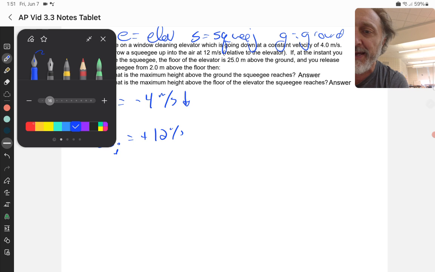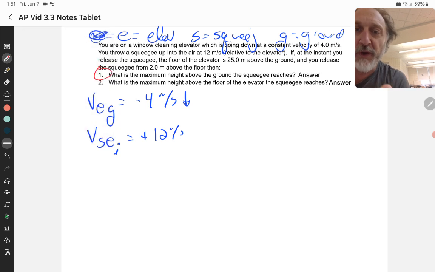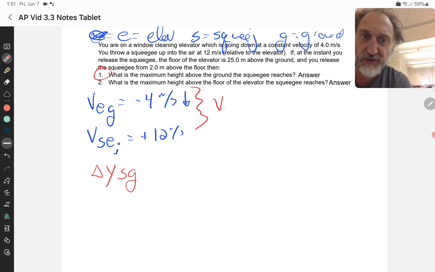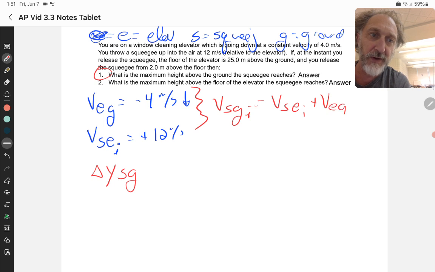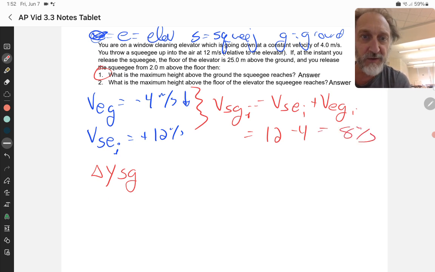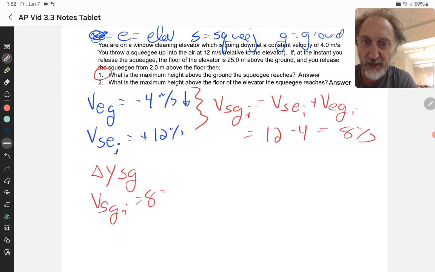So for question A, we'll do question A in red. For question A, we want to figure out what is the vertical displacement of the squeegee relative to the ground. Okay, well, let's see. What do we know about the squeegee relative to the ground? Well, the velocity of the squeegee relative to the ground initially is the velocity of the squeegee relative to the elevator plus the velocity of the elevator relative to the ground. Oh, well, that's 12 minus 4 equals 8 meters per second. So that's the velocity of the squeegee relative to the ground initially, 8 meters a second.